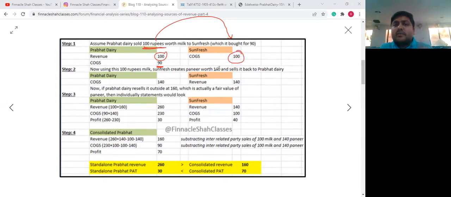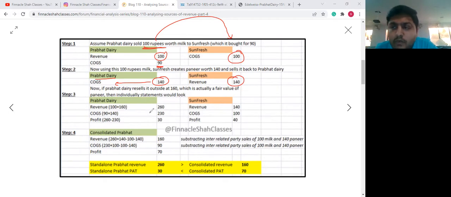And when Sunfresh processes that milk into, let's say, paneer, and eventually sells that paneer at 140 rupees to, let's say, Prabhat Dairy, Sunfresh receives a revenue of 140 from its standalone parent company, which eventually becomes a COGS for your standalone parent company. I hope everyone is able to paint a good picture here.